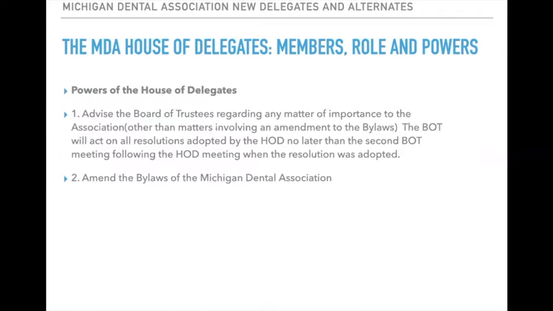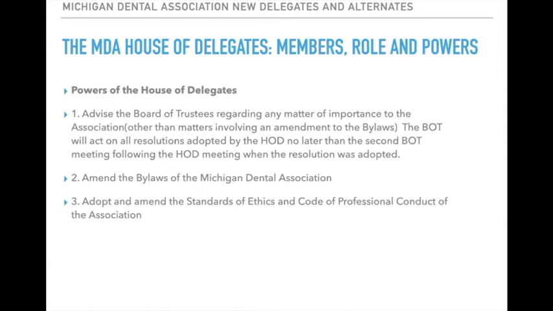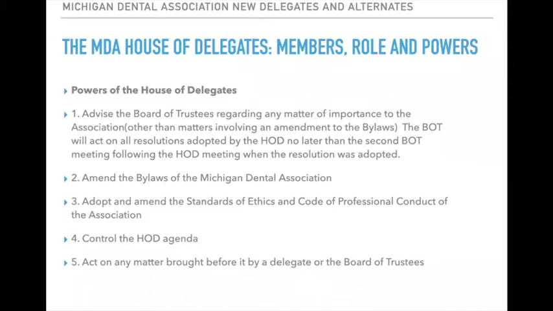The second power is amending the bylaws of the Michigan Dental Association. So the House is in charge of the bylaws for the association. Next, the standard of ethics, and can adopt and amend the standard of ethics and the code of professional conduct of the association. You're in control of your own agenda. I will present a recommended agenda. The House votes on that as well to make sure we're going to follow what you want to do. Act on any matter brought before it by a delegate or the board. So any matter that's brought by any delegate, delegation, or the board of trustees, those are resolutions we'll talk about. That's where you're going to act on voting for those or amending or doing whatever you see fit.